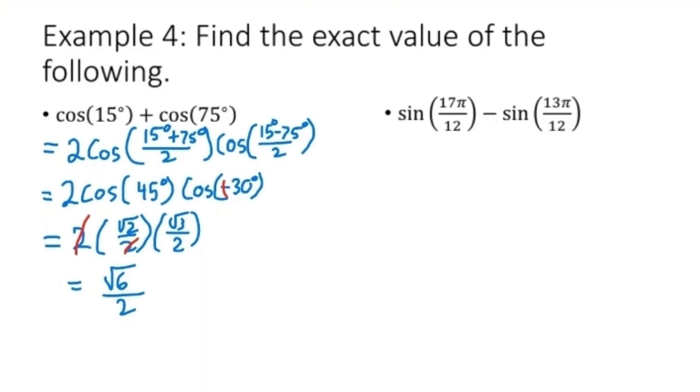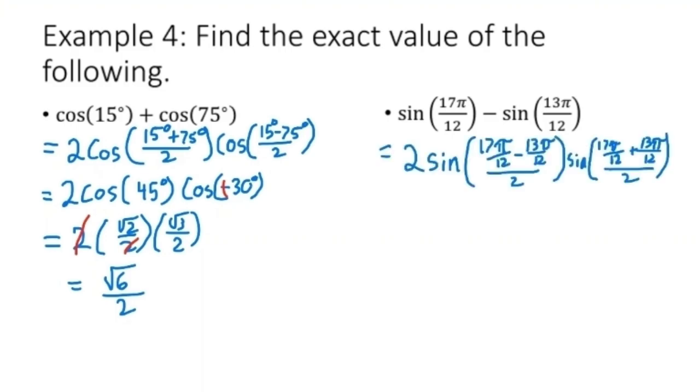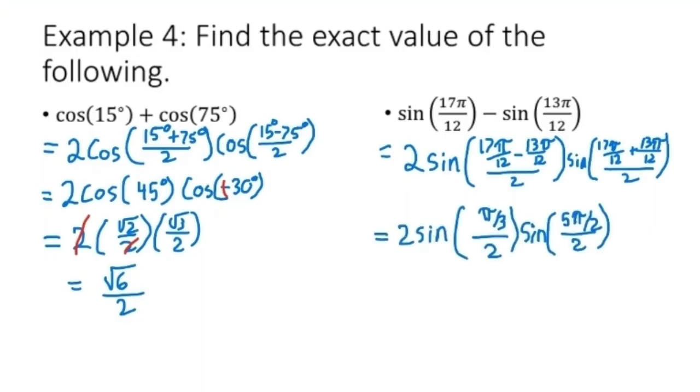Since we're subtracting sines, we'll apply the second rule, and we get 2 sine of (17 pi over 12 minus 13 pi over 12) all over 2 times cosine of (17 pi over 12 plus 13 pi over 12) all over 2. And when we subtract and add our angles, we get pi over 3 and 5 pi over 2 respectively. Divide each angle by 2, and we get that our difference is equal to 2 sine pi over 6 times sine 5 pi over 4.